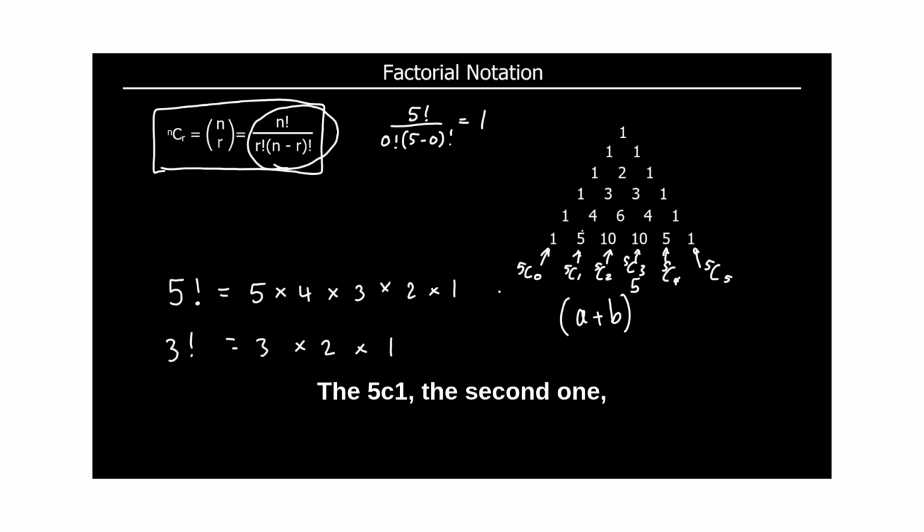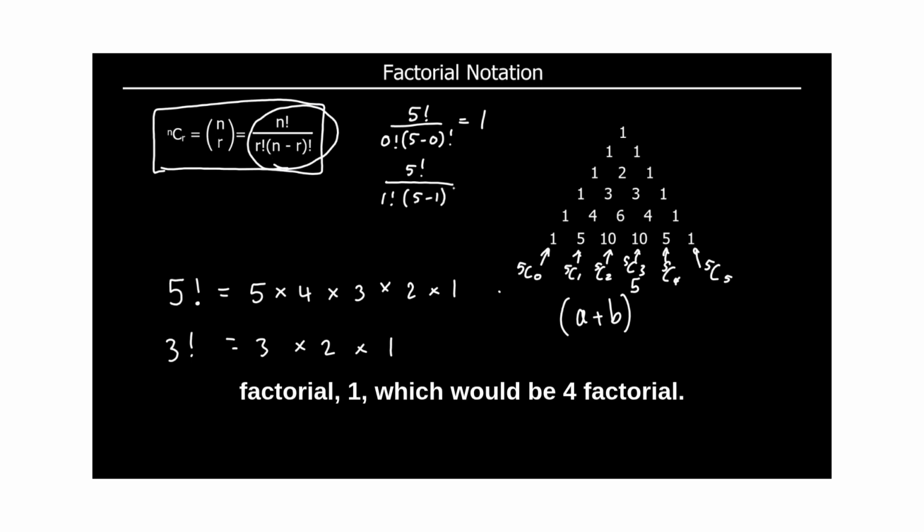For 5C1, the second one, it'll be 5 factorial over 1 factorial times 5 minus 1, which would be 4 factorial. So 5 times 4 times 3 times 2 times 1 divided by 4 times 3 times 2 times 1 is just going to be 5.